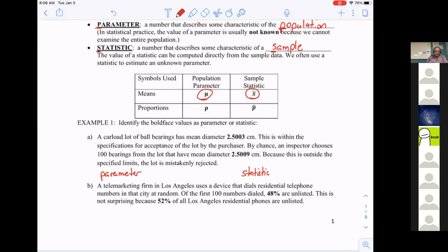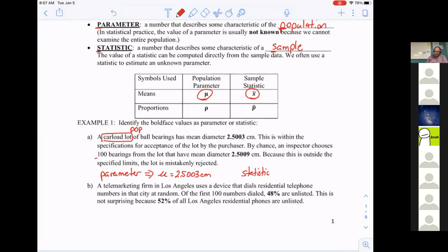My parameter, again, is denoted by a mean mu. If it's a proportion, it's going to be P. Anyway, we have mean mu. Because this is the carload lot of bearings, that means this is going to be a population. And so when we write this, it is going to be mean mu is 2.5003 centimeters.